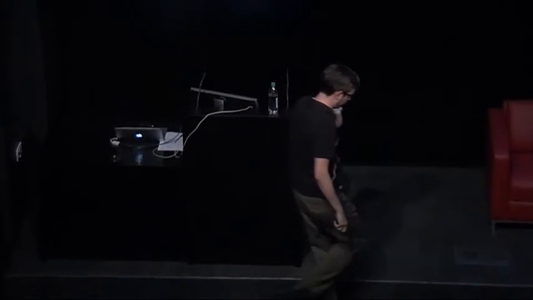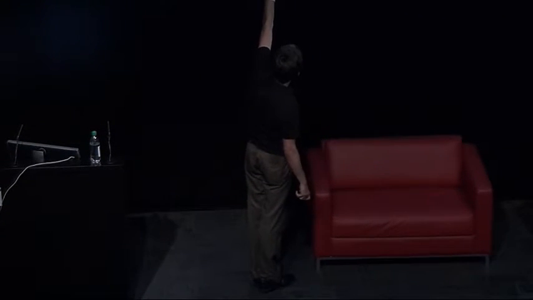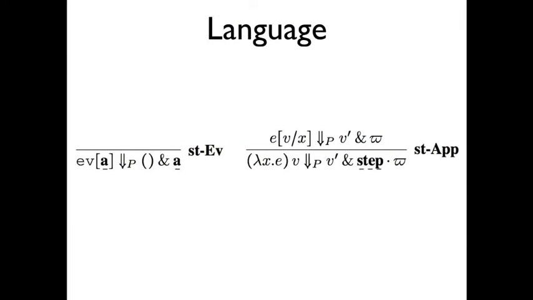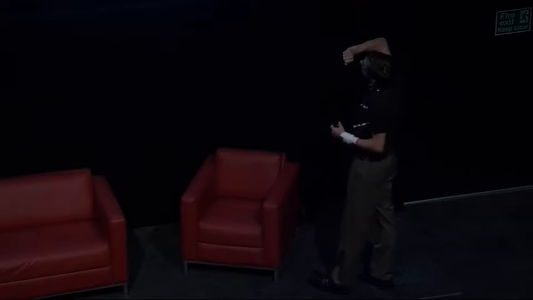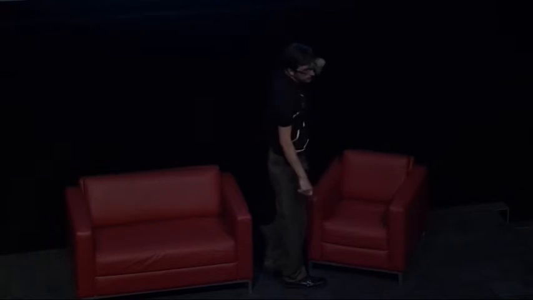Okay, so here are some examples from the inductive semantics. The event expression is going to just generate a singleton event of that name. The function application says that if you can take E and substitute V for X and reduce it to value V prime generating event stream varpi, then this lambda expression applied to V will reduce to V prime, and it'll generate a step event followed by varpi.